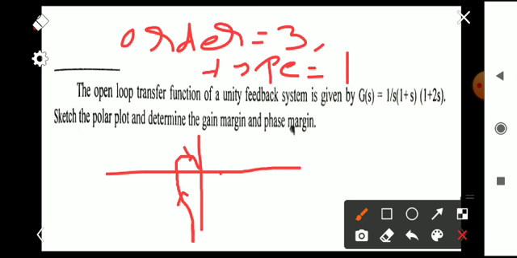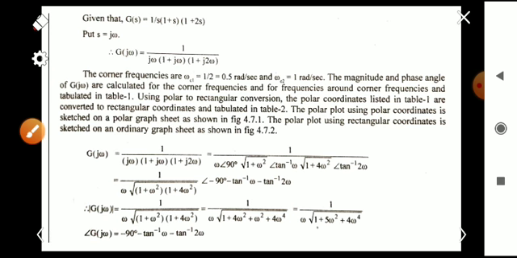So this is the approximate graph we should get, and we are moving to the solution. First, for sketching the polar plot, we have to write the sinusoidal transfer function. By putting s equal to j omega, we get the sinusoidal transfer function G(j omega) = 1 / (j omega (1 + j omega)(1 + j2 omega)).